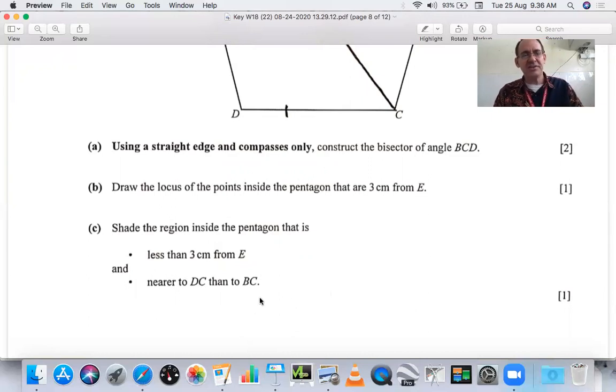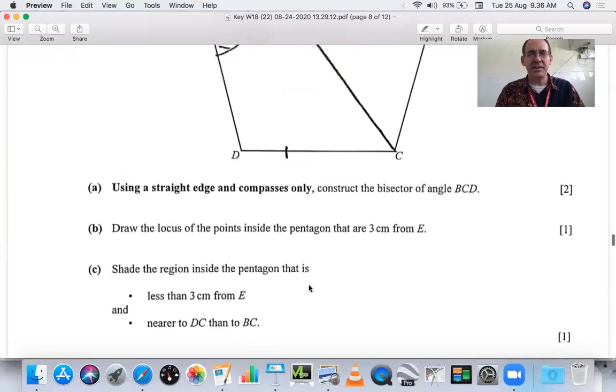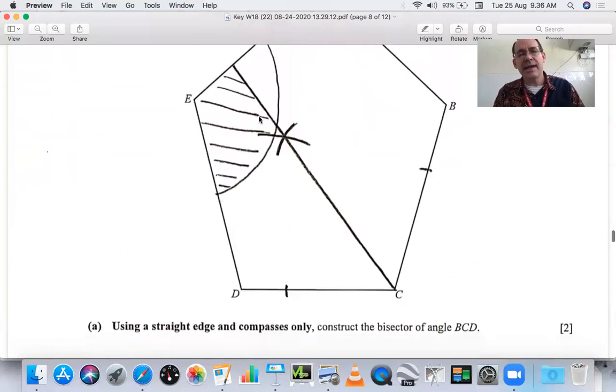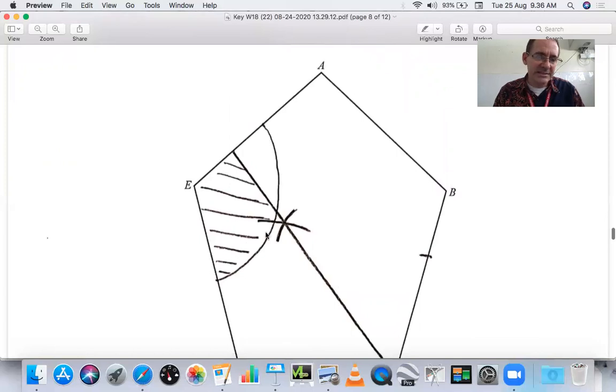Now when you see this, nearer to DC than to BC, what it's doing is it's relating to your angle bisector that you just did. Notice your angle bisector cuts halfway in between the BC line and the DC line. So this is going to be your left and right. On this side of the line is closer to DC, and on this side of the line is closer to BC. So we want to be inside the circle.